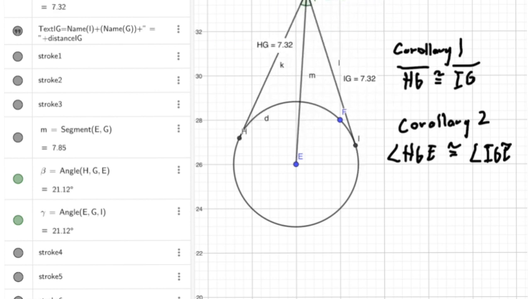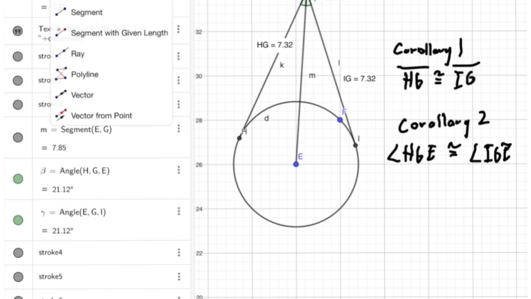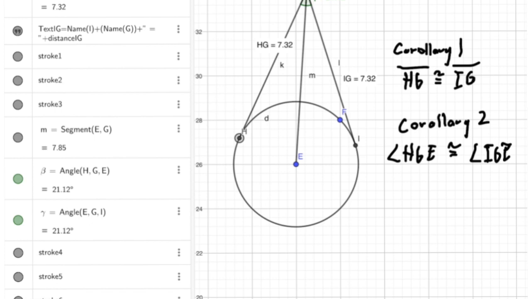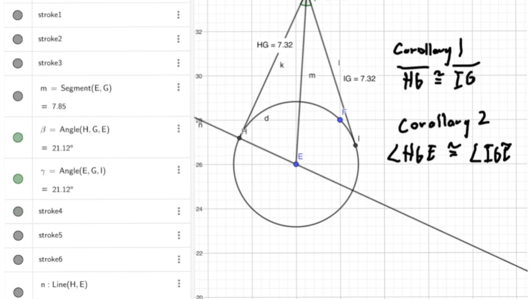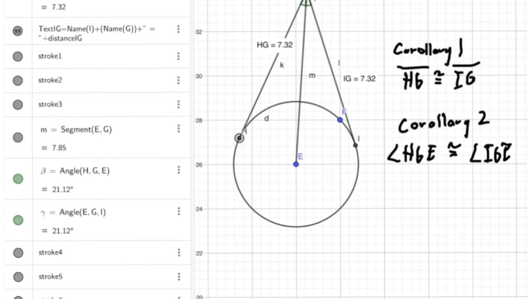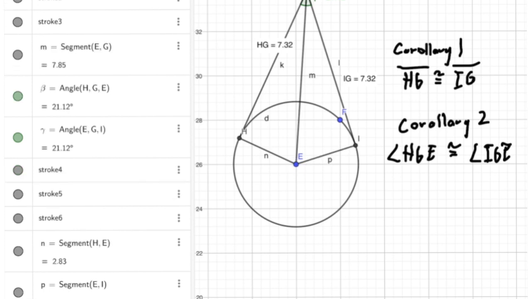And again, if you want to move it out a little bit, it's still true. It doesn't change. Now, the thing that we're going to do next is the continuation of corollary number 2. In corollary number 2, we draw a segment from the center to the external point. What if we now draw the radii, segment H to E and E to I? The purpose of this is the continuation of corollaries 1 and 2, and at the same time the tangent theorem.